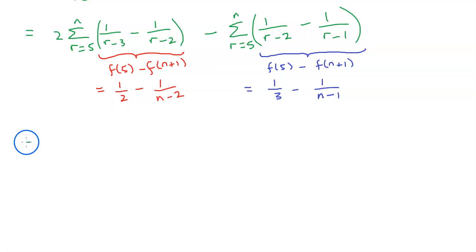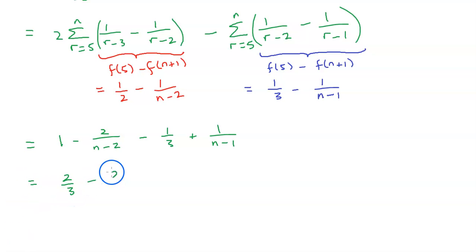So 2 times this thing is equal to 1 minus 2 divided by n minus 2. Okay, and then it's just going to be minus these ones. So minus 1/3, and then plus 1 divided by n minus 1. So that is 2/3 minus 2 divided by n minus 2 plus 1 divided by n minus 1. And we can simplify it into a single fraction, because I think that's what we're supposed to do.